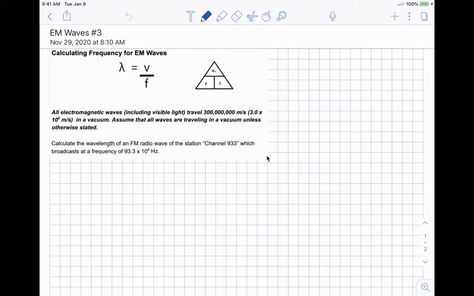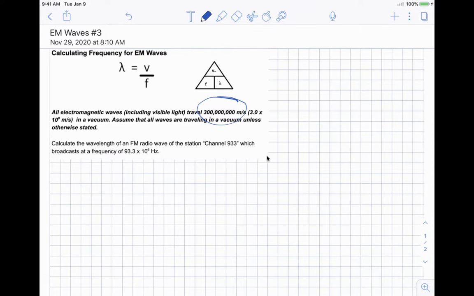Okay, so for our last example, calculating wavelength and frequency for electromagnetic radiation, another reminder, we're operating with a constant of 300,000 meters per second as the velocity of visible light in a vacuum. And in this case, our problem says calculate the wavelength of an FM radio wave for the station channel 933, which broadcasts at a frequency of 93.3 times 10 to the 6 hertz. So let's take a look at that problem.